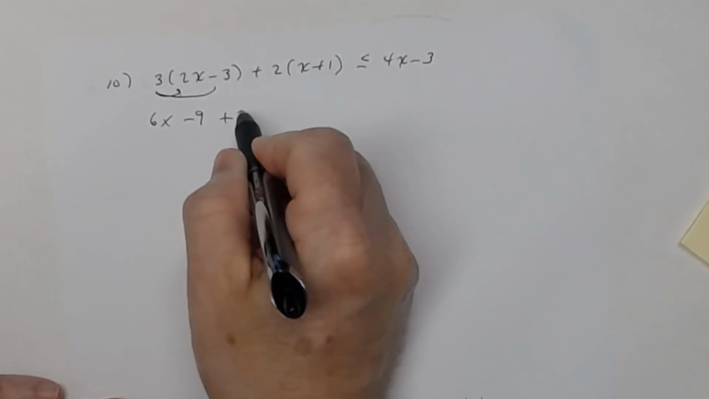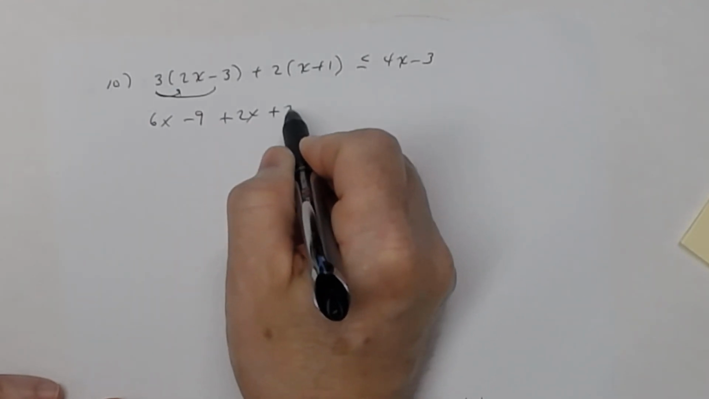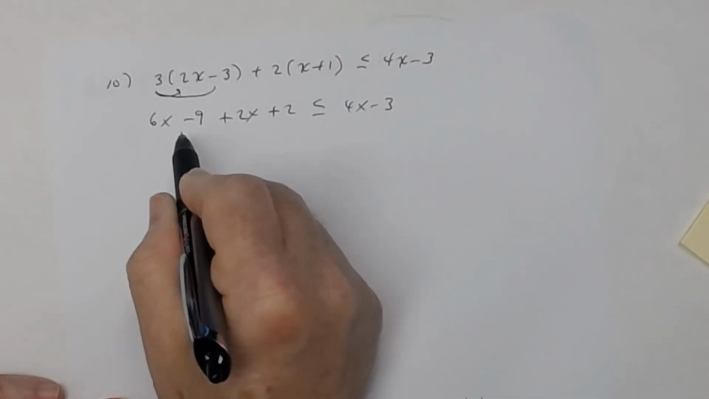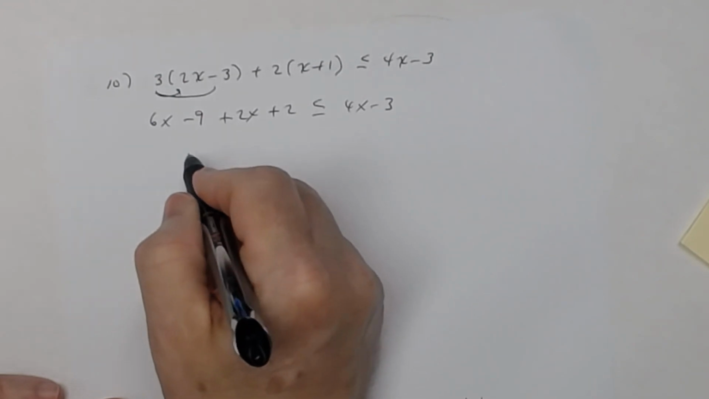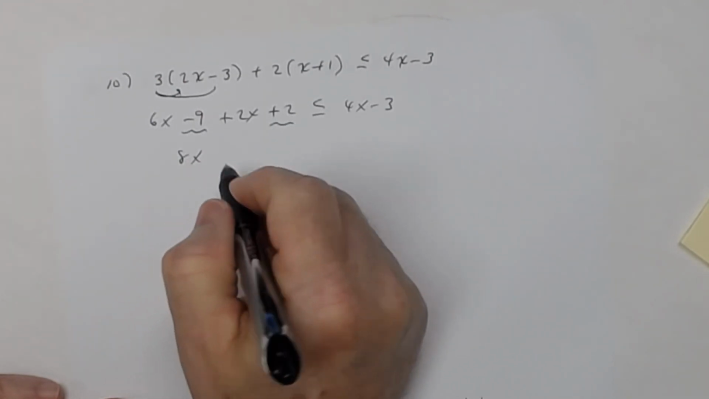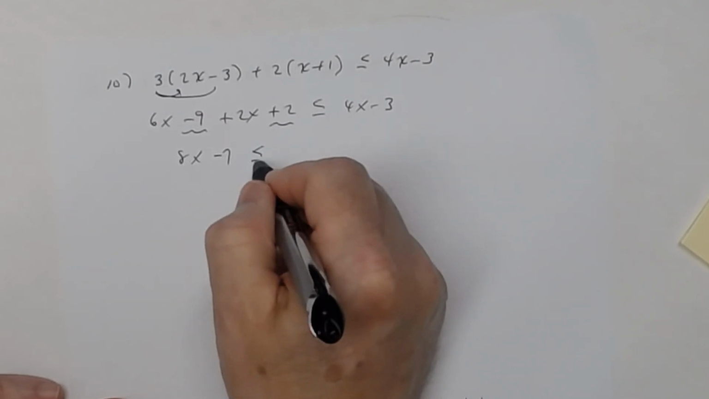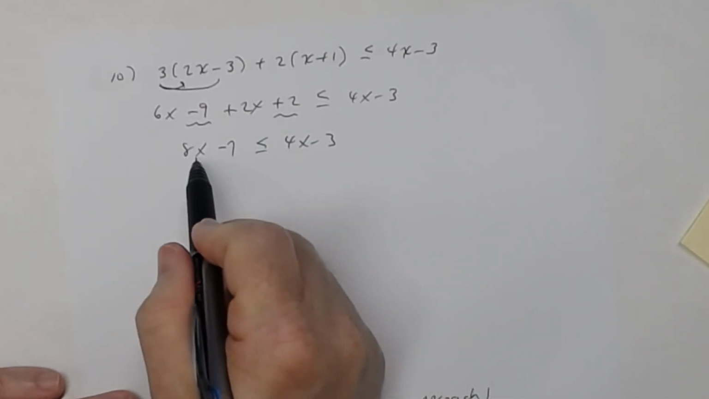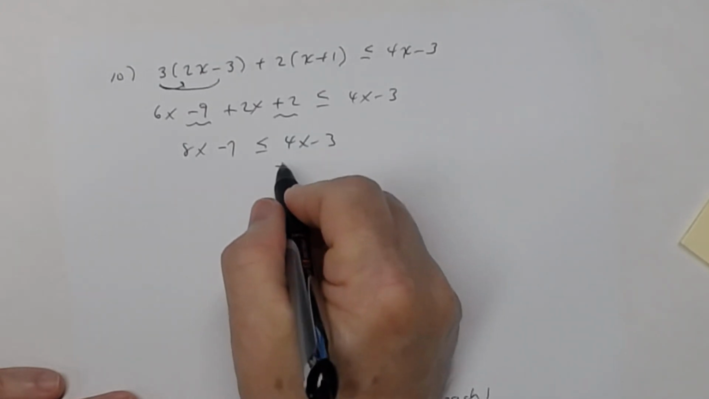2 times x is 2x. 2 times 1 is 2, less than or equal to 4x minus 3. Combining like terms, 6x and 2x is 8x. A negative 9 and a positive 2 is a negative 7. It's less than or equal to 4x minus 3. Bring all the variables to one side, constants to the other, since this is linear.